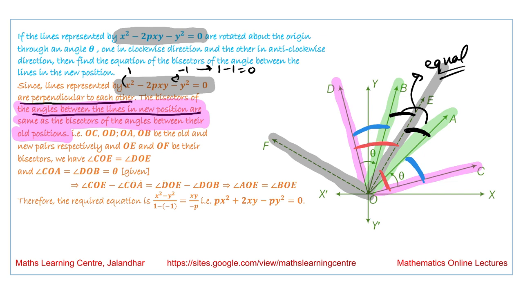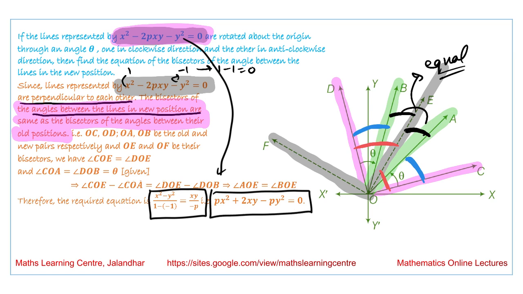So it means if we have to calculate the equation of the bisectors in the new position, we have to calculate the equation of the bisector of this given line, and it is given by (x square minus y square) over (1 minus (minus 1)) is equal to xy over minus p. So the equation we obtain is px square plus 2xy minus py square is equal to 0. So this is the required equation of the bisector of this angle.